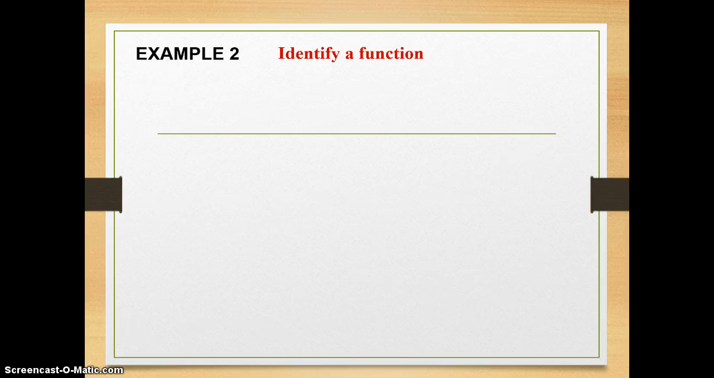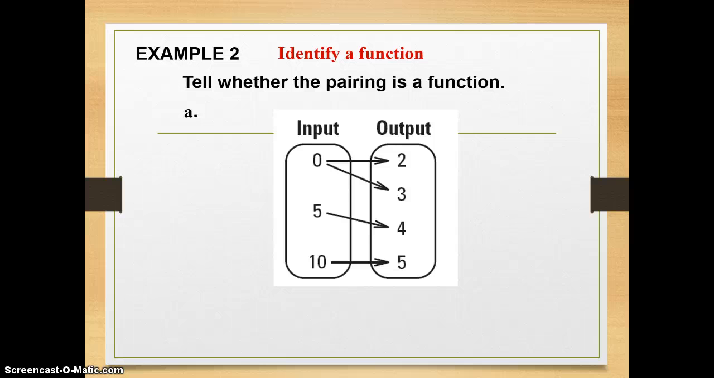Identifying a function. Tell whether the pairing is a function. So this is considered a mapping of the input and output. The arrows indicate the pairing. So in this example, 0 is paired with 2 and with 3. The number 5 is paired with 4, and the number 10 is paired with 5. So if it wasn't labeled for you, it is always implied that the input is pointing to the output.